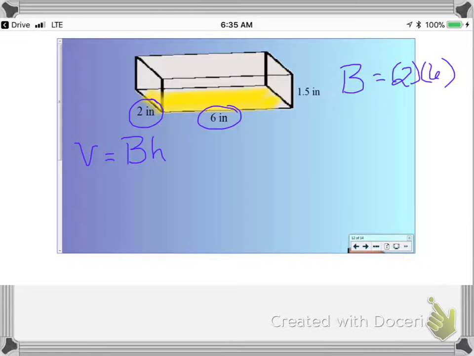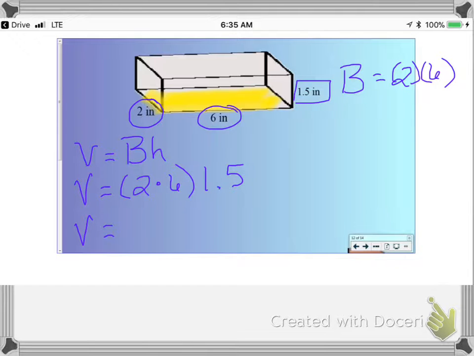And really what that base means is this 2 times 6 that we're going to be looking at. So I'm going to substitute that in for super base on my next line. I'm going to substitute in 2 times 6 for my super base, and then my height, I'm going to use this 1.5. Then my next line, of course, is going to be my solution. As we've done in the past, we have our formula, we have our substitution, and then we have our solution line.